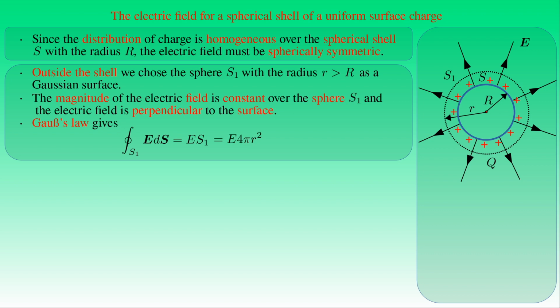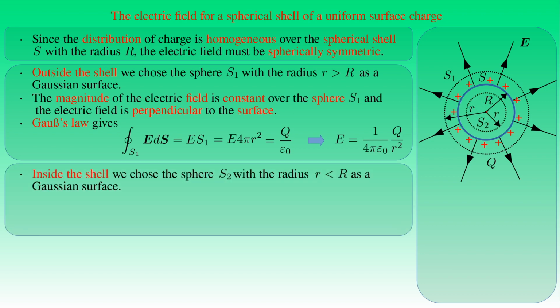Since Gauss's law states that the surface integral is equal to the charge q enclosed by the sphere over epsilon naught, we can express the magnitude E from this equation. Then the magnitude E of the electric field outside the shell is equal to 1 over 4 pi times epsilon naught, times q over r squared. In order to study the electric field inside the shell, we choose a sphere S2 with the radius r smaller than R as a Gaussian surface.